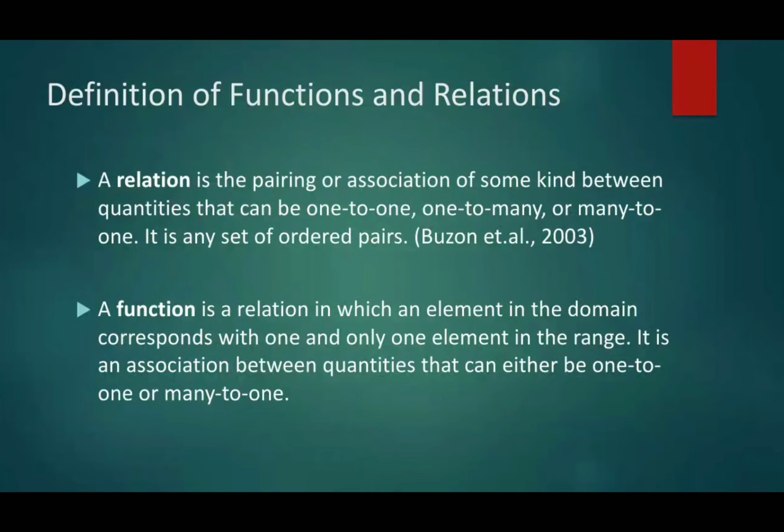A relation is the pairing or association of some kind between quantities that can be one-to-one, one-to-many, or many-to-one. It is any set of ordered pairs, according to Buson and his colleagues. While a function is a relation in which an element in the domain corresponds with one and only one element in the range. It is an association between quantities that can either be one-to-one or many-to-one.